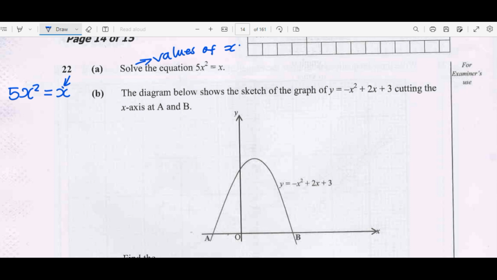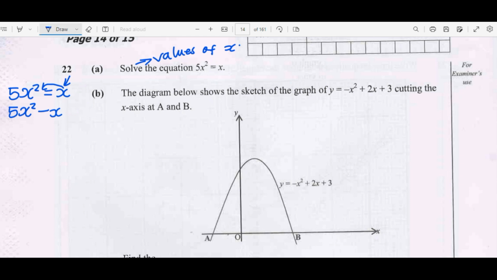We need to shift x to the other side. So if we shift x to the other side, we get 5x squared minus x, is equal to 0. So if you want, you can solve this equation by using the quadratic formula, or you can even use the factorization method. Now let's use the quadratic formula.